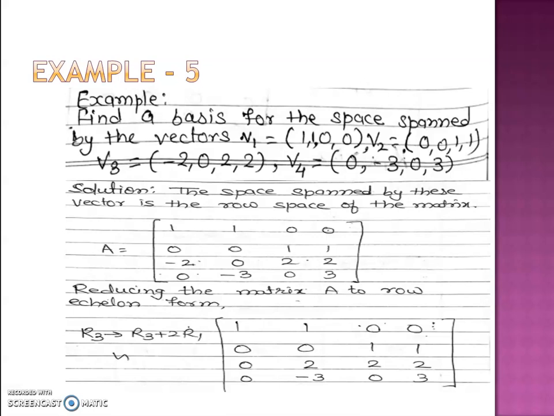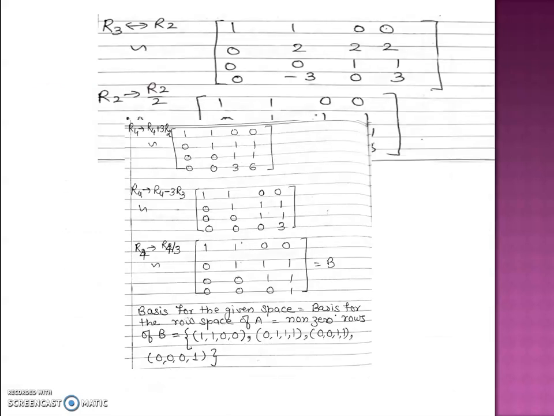Reducing the matrix A to row echelon form is B: 1 1 0 0 0, 1 1 1 0 0, 1 1 0 0 0 1. The basis for the given space is the basis for the row space of A, the non-zero rows of B, that is 1 1 0 0 0, 1 1 1 0 0, 1 1 0 0 0 1.